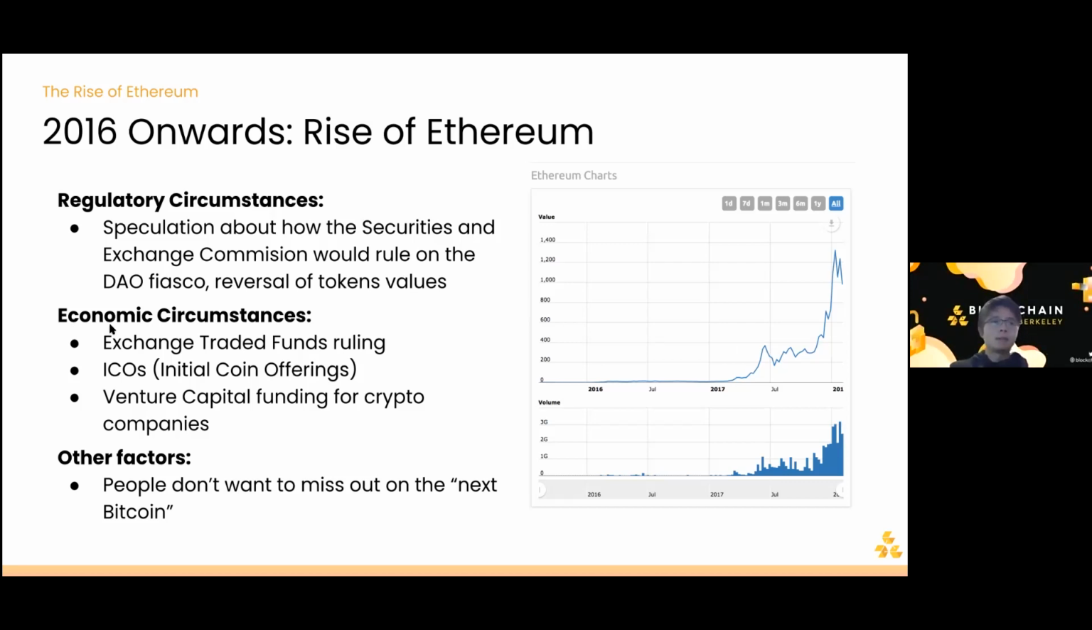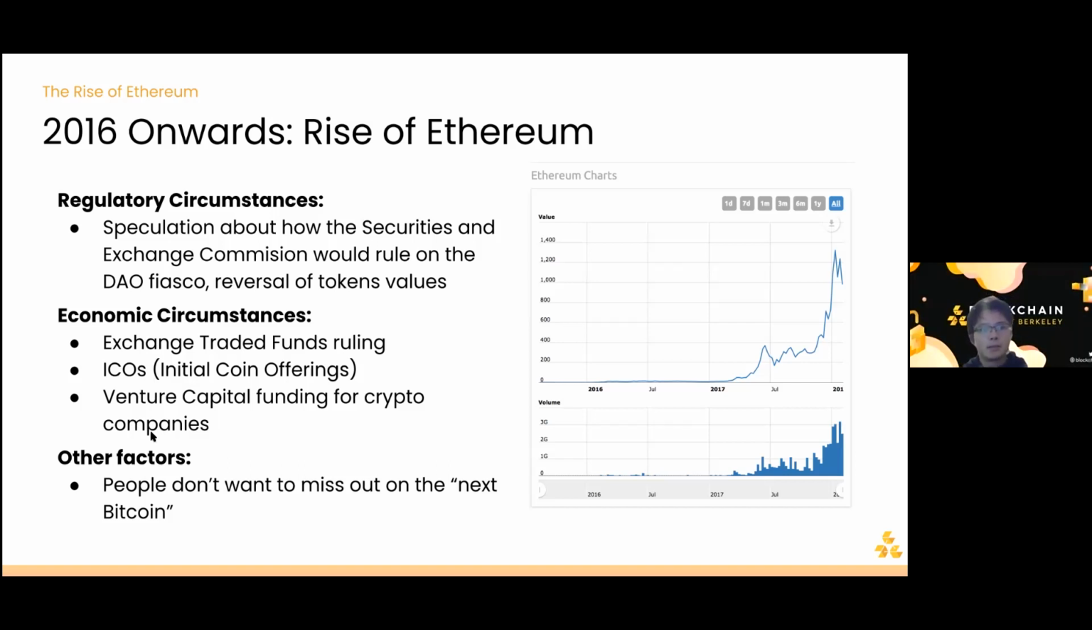The economic circumstances at the time were that exchange traded funds were ruling, and there were a lot of ICOs, where people said, oh, I'll give you a bunch of tokens if you give us money, and then we'll make our own startup. But a lot of those used to be scams. They used to be really popular, but it was kind of sketchy, so now not many of those exist anymore. And then there was a lot of venture capital funding for crypto companies, and there still is a lot of venture capital funding in crypto companies as well.